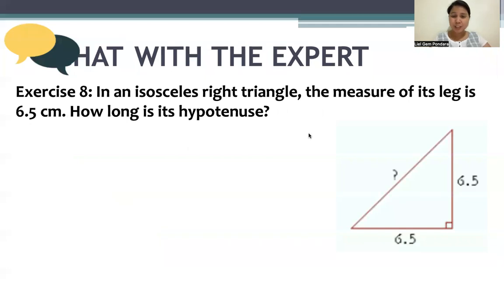In an isosceles right triangle, the measure of the legs is 6.5 cm. How long is the hypotenuse? Remember how to solve for the hypotenuse? That is the leg times square root of 2. So the measure of our hypotenuse is 6.5 square root of 2 units. That's it. That's the exact answer. Let's go to the next one.